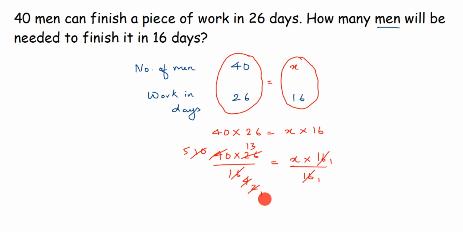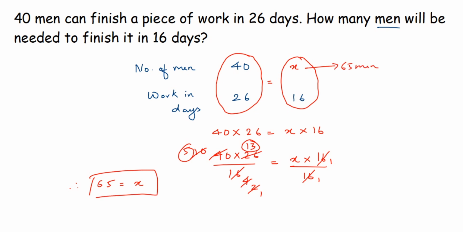Now multiply the numbers in the numerator. We have 5 and 13. 5 times 13 is 65. Therefore 65 equals x. This means we need 65 men to finish the work in 16 days. Same piece of work, if we have to finish in 16 days, then we require 65 men.